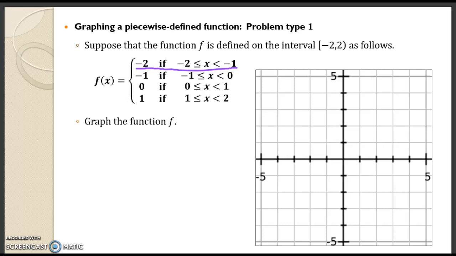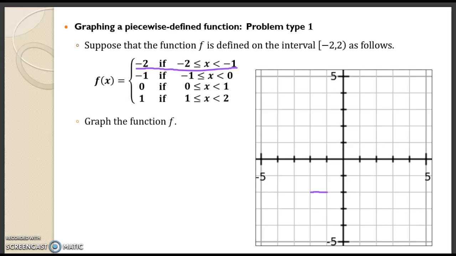Our outputs are -2. Okay, so that means our outputs are -2. That's our y values, right? If x is between -2 and -1. So between x is -2 and -1, our outputs are -2. So that's like having this line here, right?